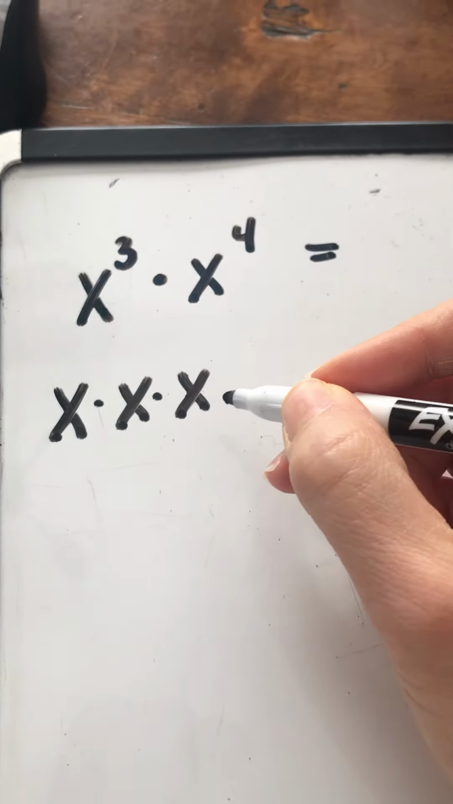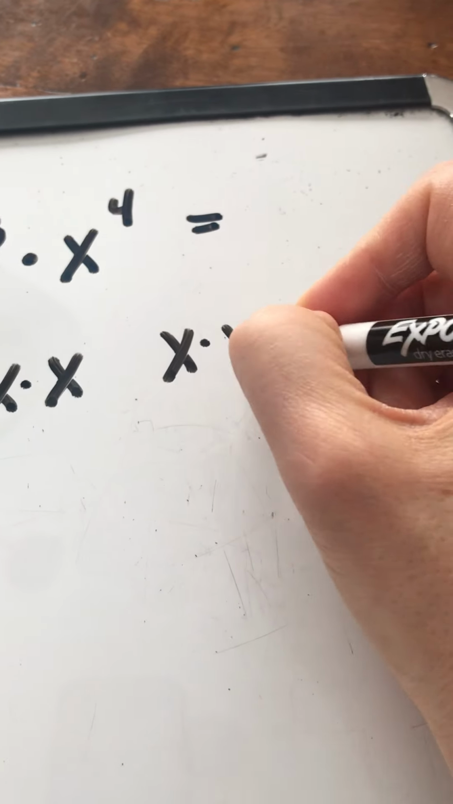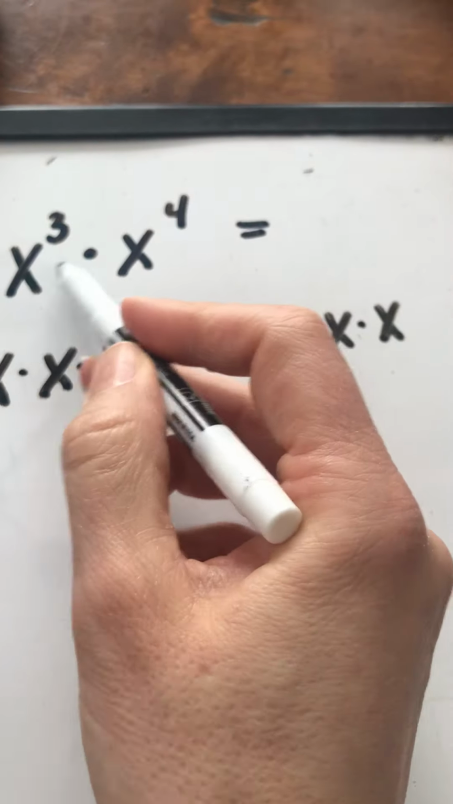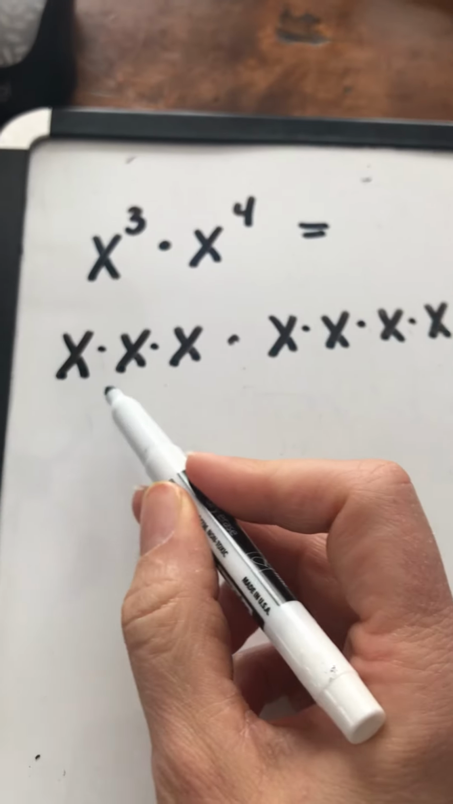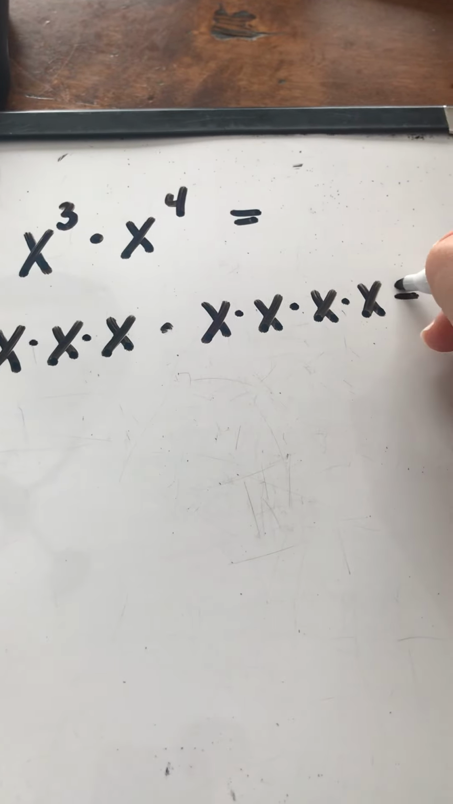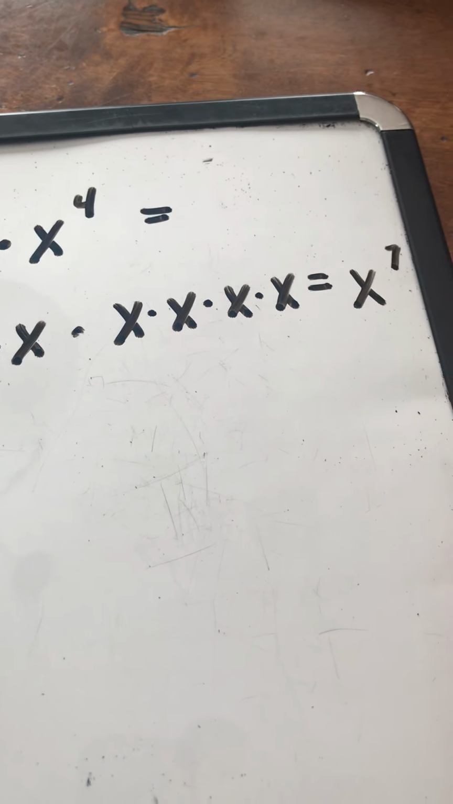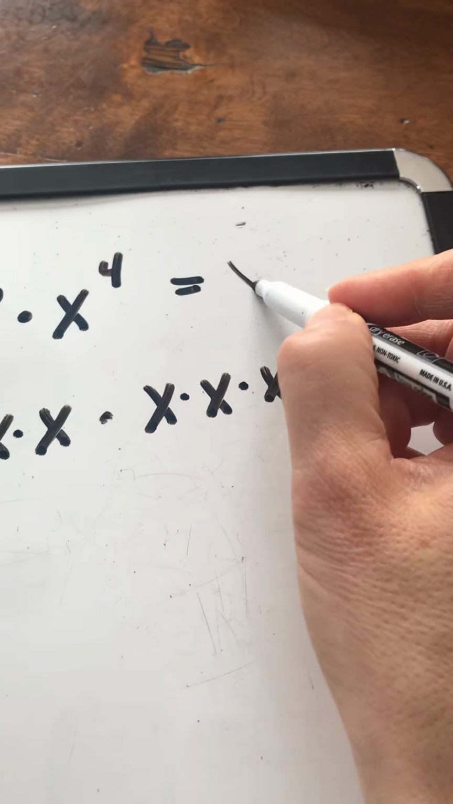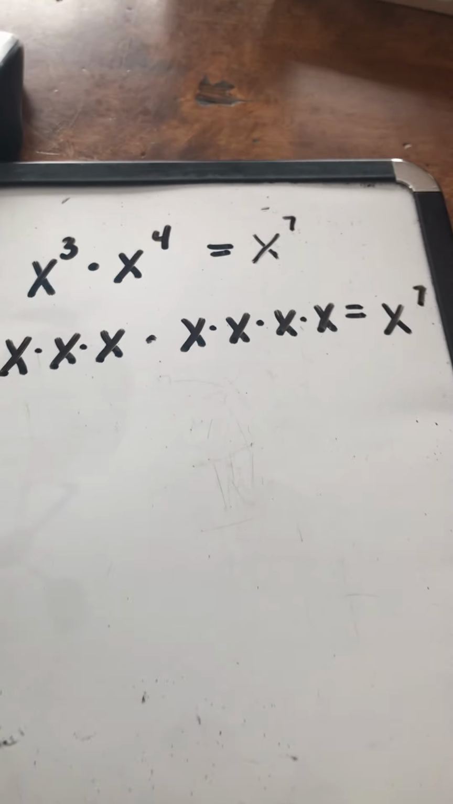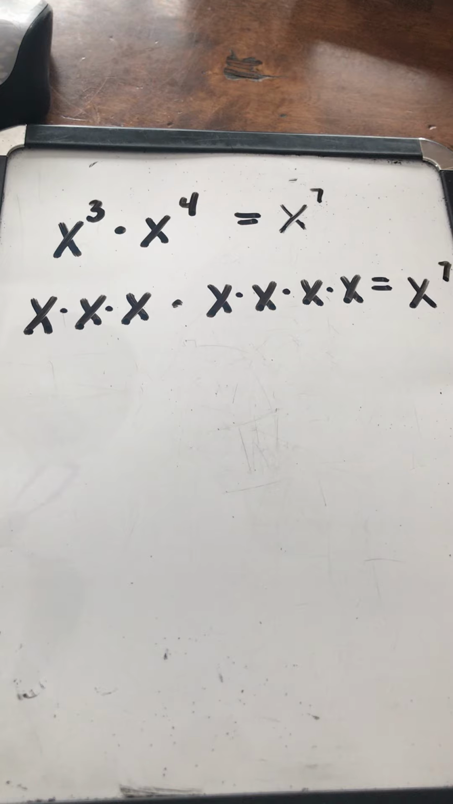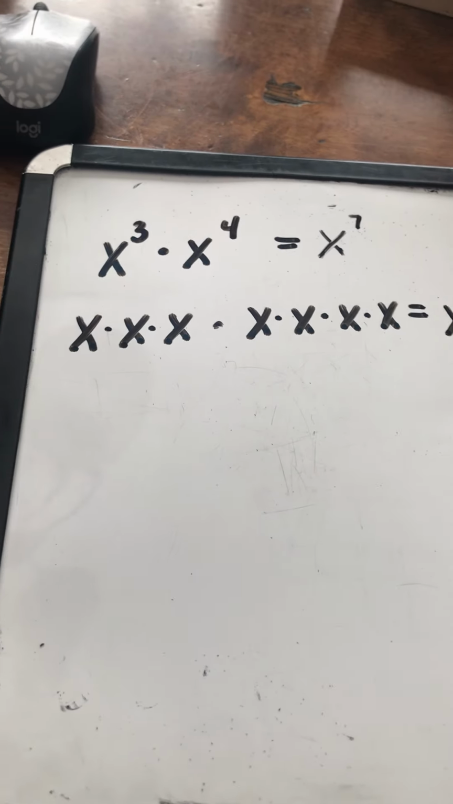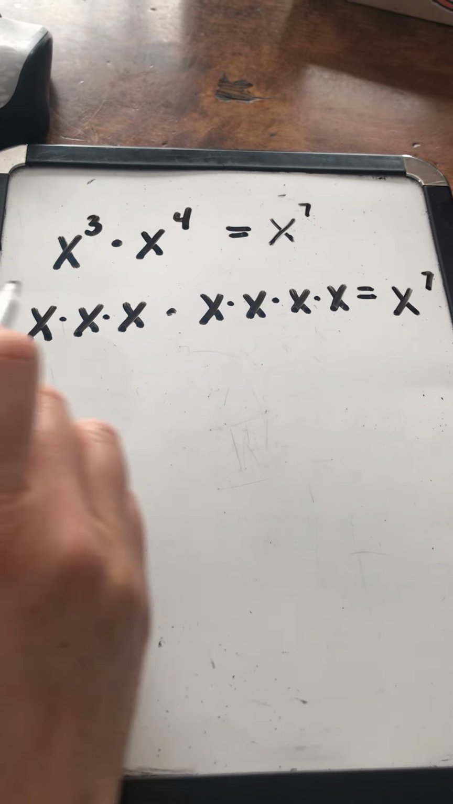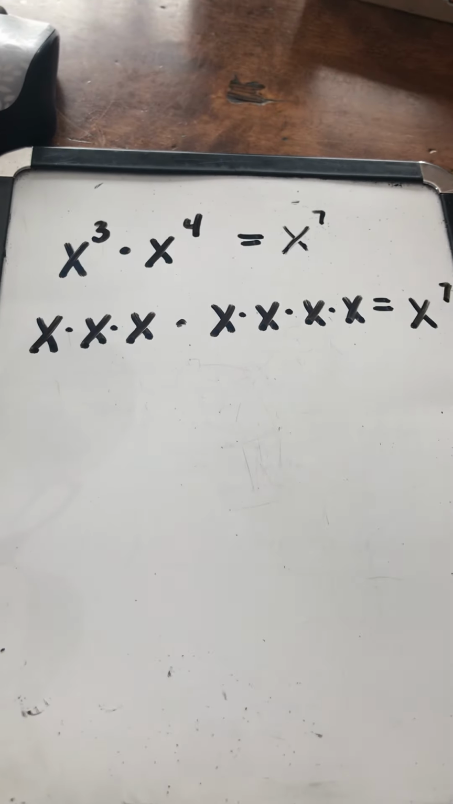X to the 3rd is x times x times x. X to the 4th is x times x times x times x, and I'm multiplying these two together. So this whole expanded form can be simplified to x to the 7th power. Or, as the property states, 3 plus 4 is 7. So it can simplify to x to the 7th power. So that's how you multiply numbers or variables that have the same base with exponents.